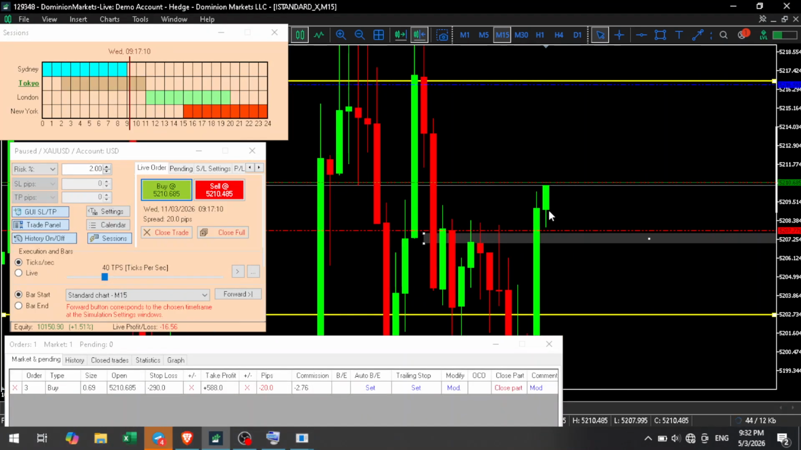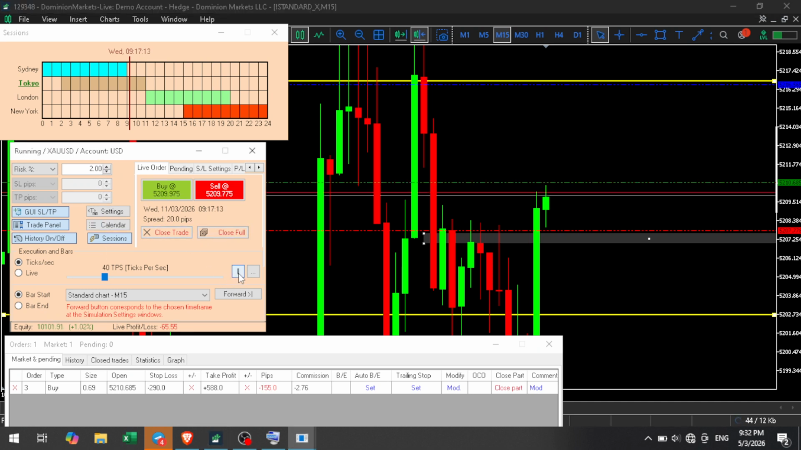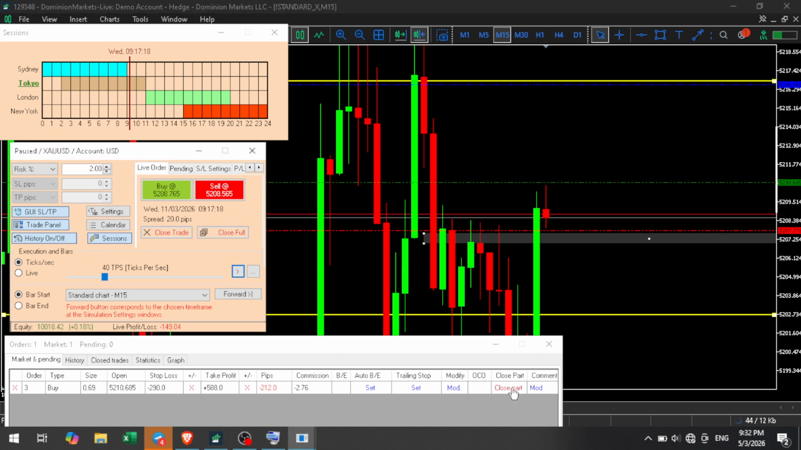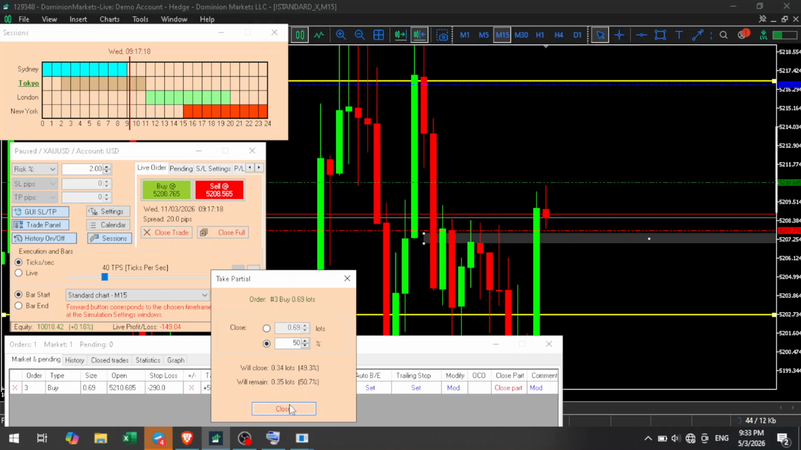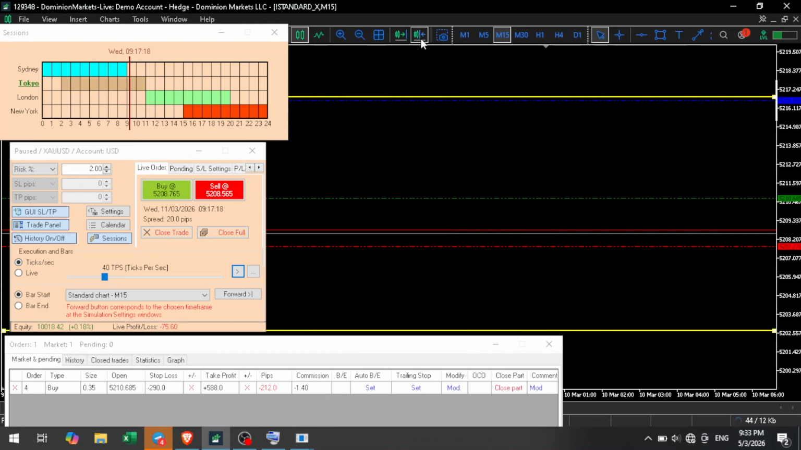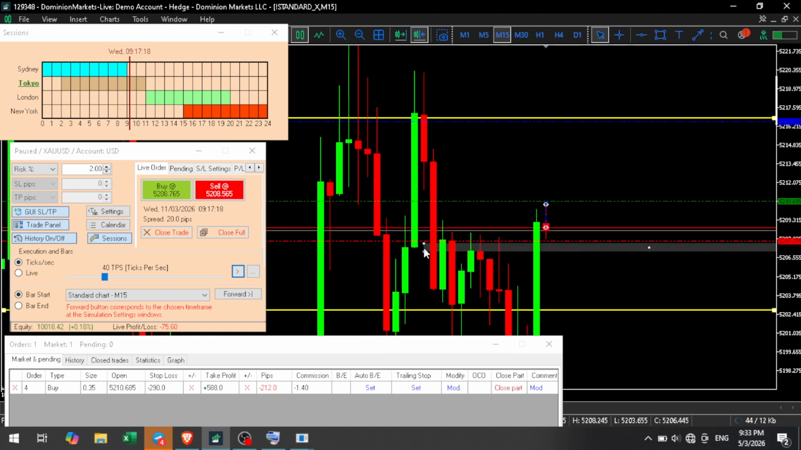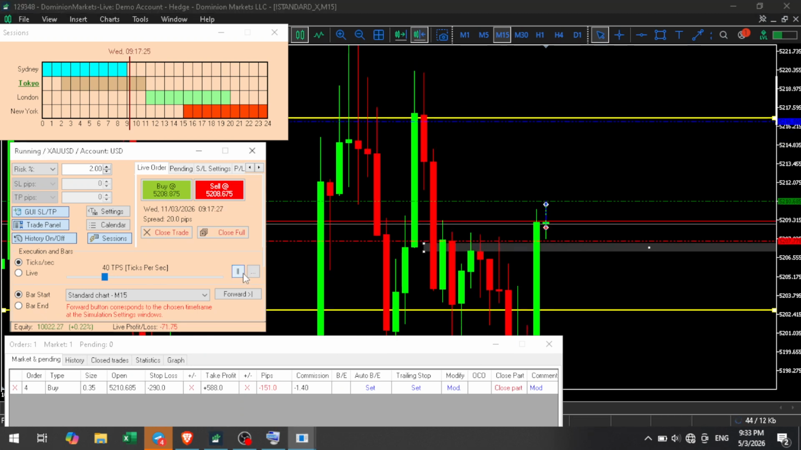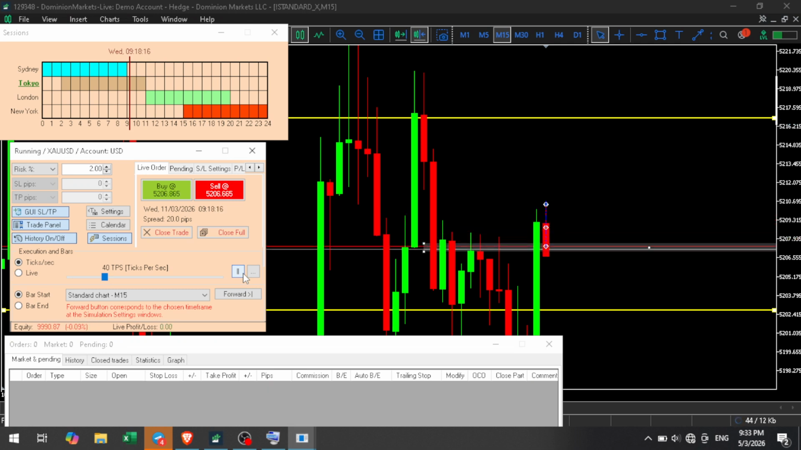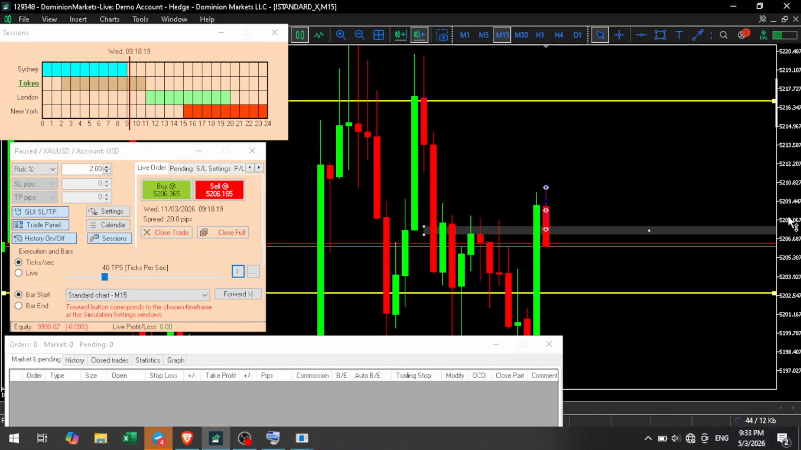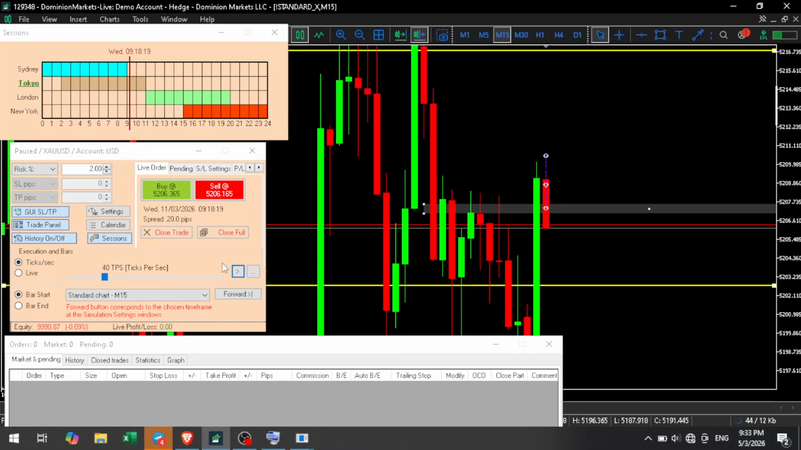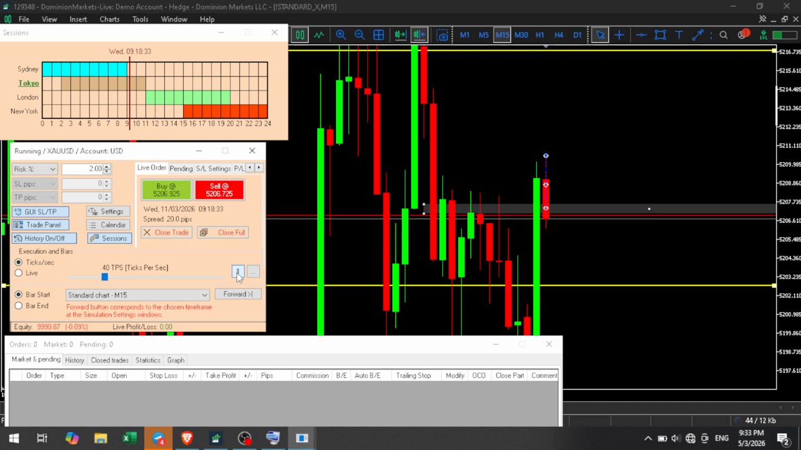50% closure at this. That's why we chose 2% risk. Oh. Price just doesn't want to go up, or it got some beef with us. Ooh. Okay. We lost what we made. But we executed our plan. That's what matters.